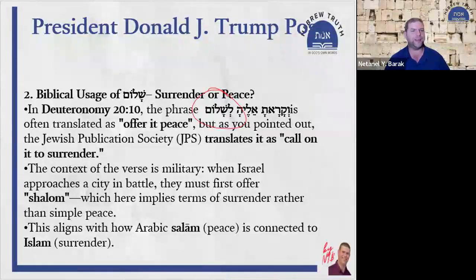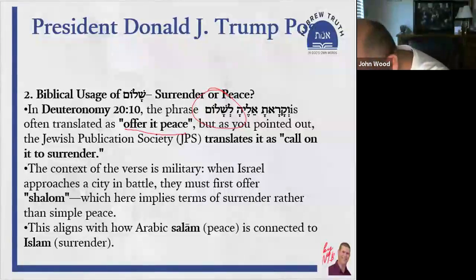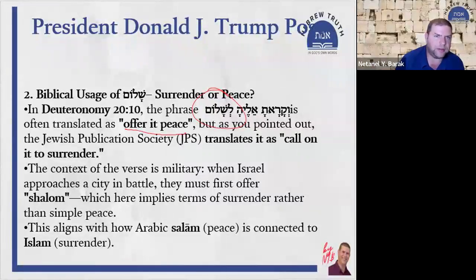I'm sure the Bible is not far from anyone, and if you don't have the Bible next to you, you can Google it up, and you'll find that most translations would go for "offer it peace," because indeed the word shalom, again, is used for other purposes as well, but it is very commonly translated as peace, and so it is correct in most of the places, or in many of these places.